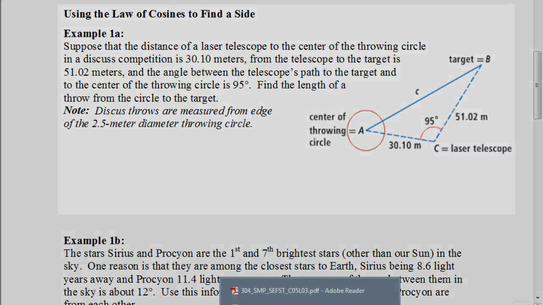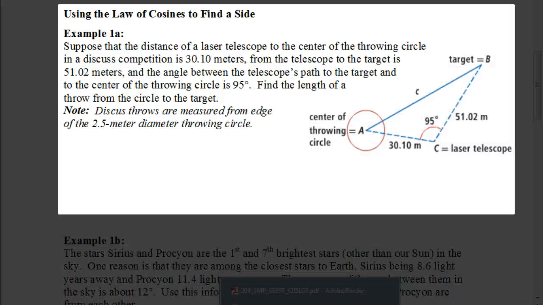Okay, so here it says, suppose that the distance of a laser telescope to the center of the throwing circle in a discus competition is 30.1 meters. From the telescope to the target is 51.02 meters, and the angle between the telescope's path to the target and to the center of the throwing circle is 95 degrees. Find the length of a throw from the circle to the target.